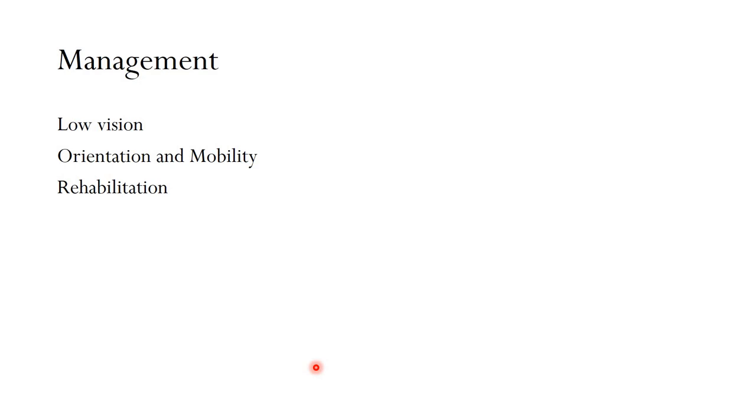So coming to the management, these are the low vision aids. When there is a severe loss, you have to go with low vision care, orientation and mobility, and rehabilitation training for the patients.